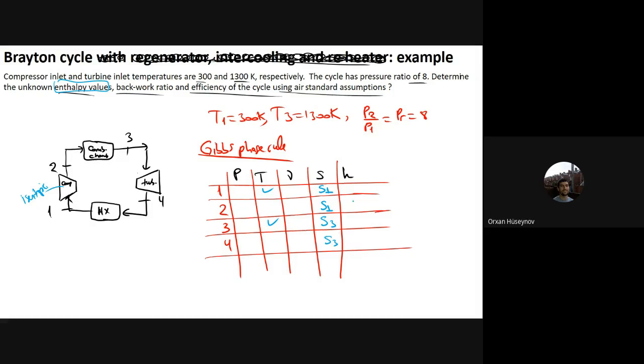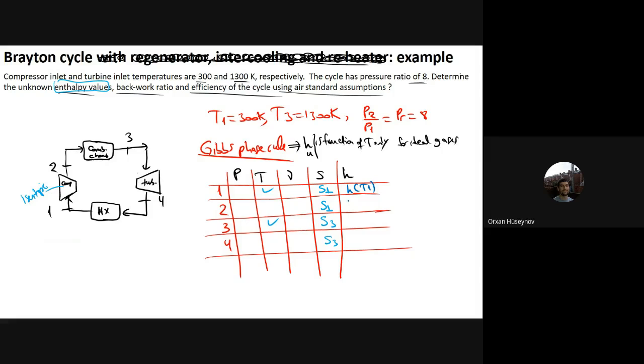Now let's see for which states we can find the enthalpy values. Enthalpy is a specific form of the Gibbs phase rule here. Enthalpy is a function of T only, and so is u, for ideal gases. Therefore, two independent intensive properties may not be required if you have the temperature value. For state 1, I can find enthalpy as a function of temperature T1.